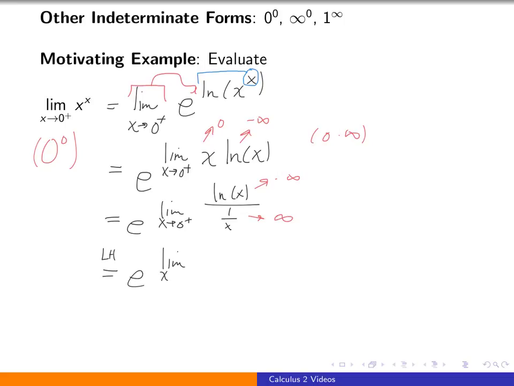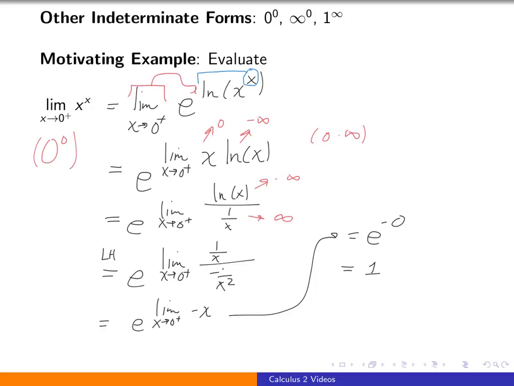So e raised to the limit as x approaches 0 from the right, we differentiate the top, and we divide by the derivative of the bottom. And algebraically, dividing by a fraction is equivalent to multiplying by its reciprocal. So now just simplifying, this is the limit as x goes to 0 from the right of minus x. The value of that limit is 0, and e to the 0 is equal to 1.